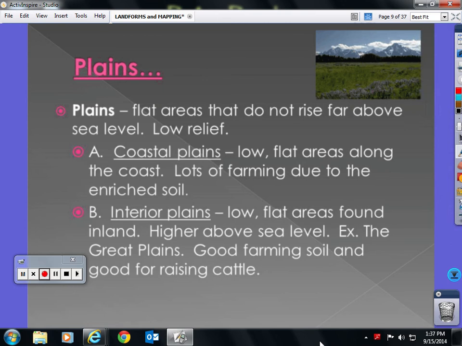Okay, plains are the flat areas that do not rise far above sea level. We already said this. They have a low relief. Two types: coastal plains, which is where we live. It says it's along the coast. Lots of farming due to the enriched soil. Interior plains, like the grasslands, they are much higher above sea level. They do have good farming soil, and they are good areas for raising cattle.